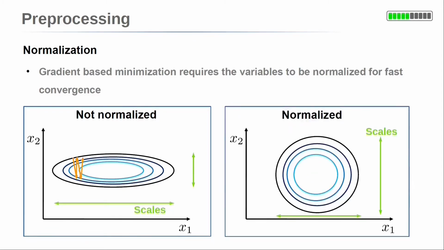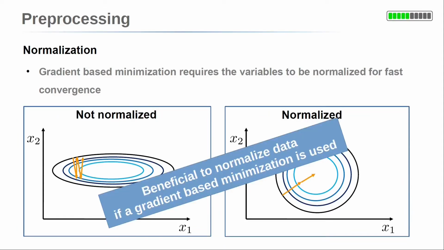If the independent variables are on a similar scale, the minimization is much smoother. The contour lines are more circularly shaped. So the minimization goes more directly towards the minimum. Of course, this is a simplified illustration of a nice smooth cost function. But it is most often beneficial to normalize the variables somehow if a gradient-based minimization is used.